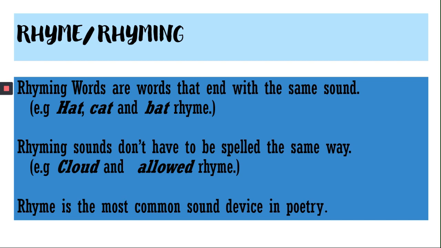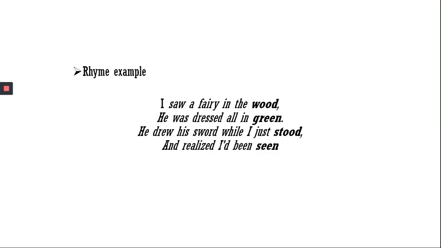So I have here an example of rhyming words. I saw a fairy in the wood. He was dressed all in green. He drew his sword while I just stood and realized I'd been seen. So the rhyming words here are the line 1 and 3. Wood and stood. Just a few letters are changed so that it will remain the same sound and almost the same spelling.